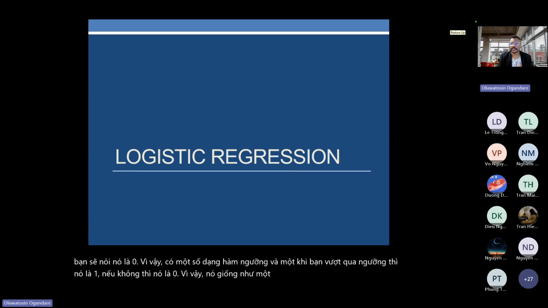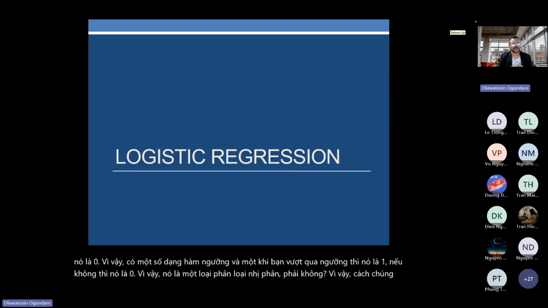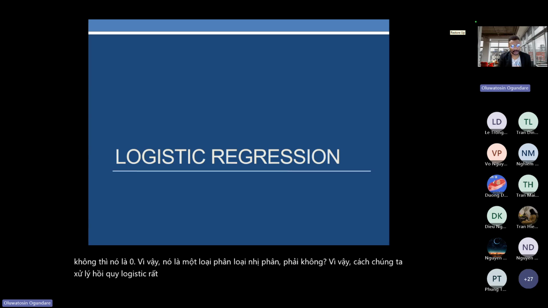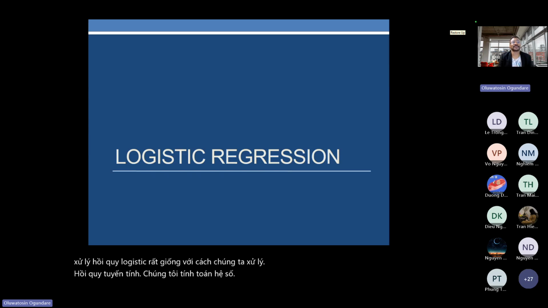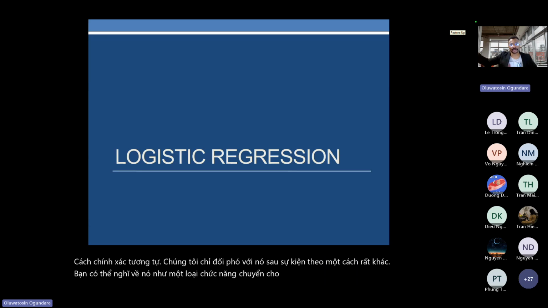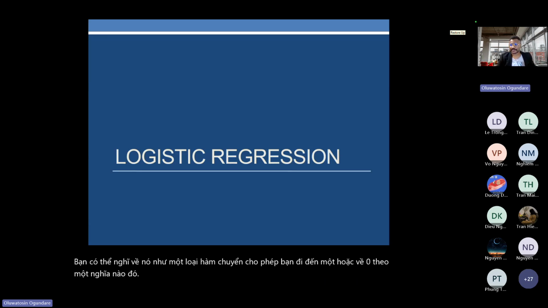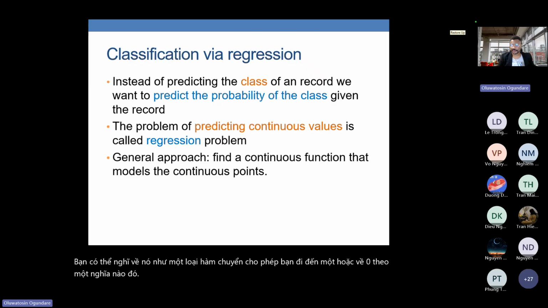The way we would treat logistic regression is very similar to the way we treat linear regression. We calculate the coefficients in the exact same way. We just deal with it after the fact in a very different way. You can think about it as some kind of transfer function that allows you to either go to 1 or go to 0 in some sense. Okay, so let's continue.